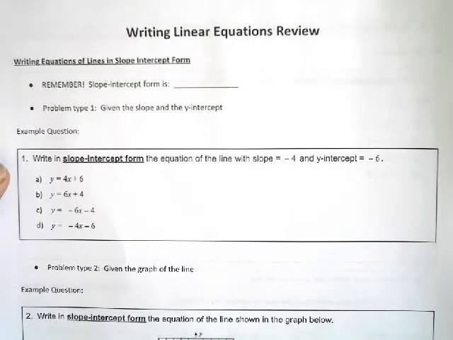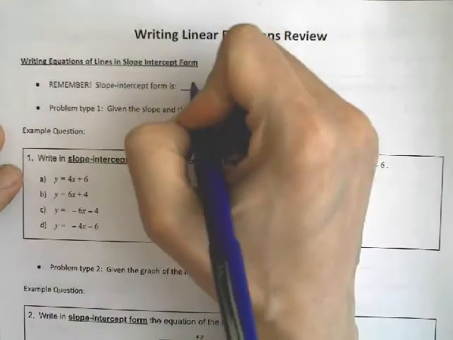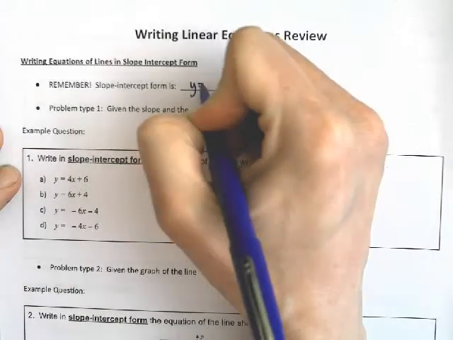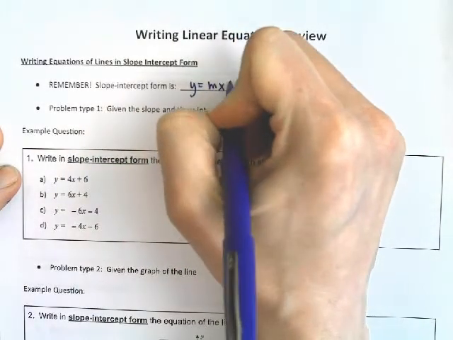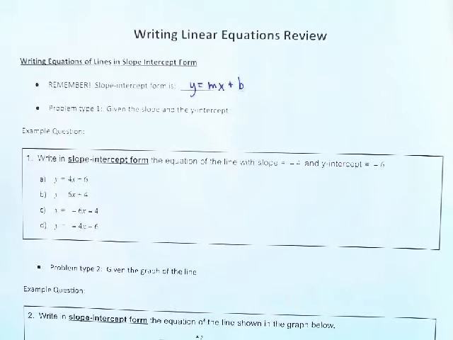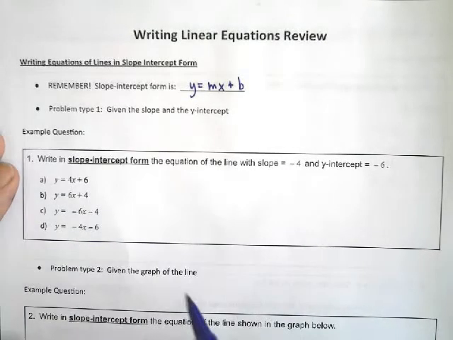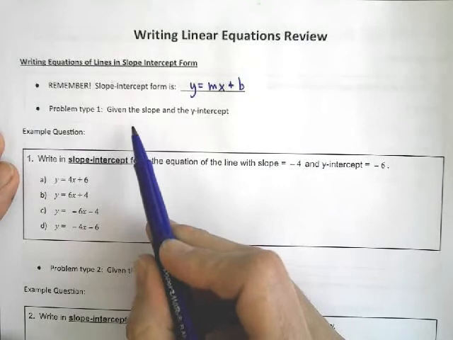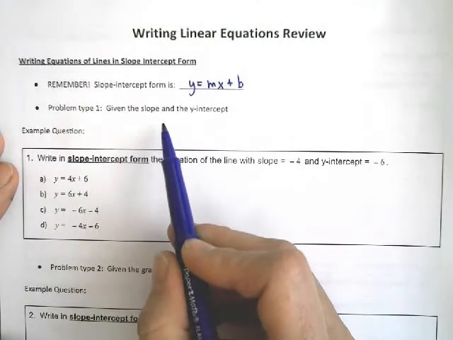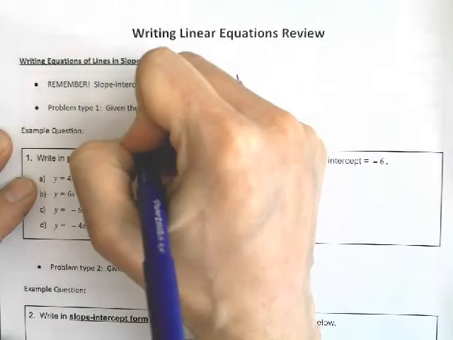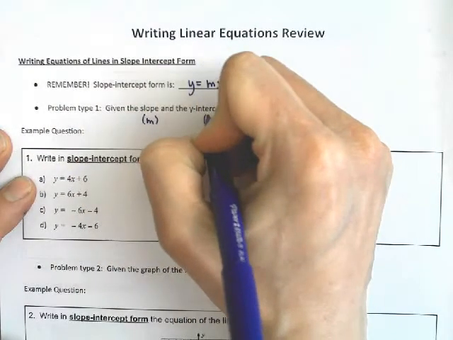Now I know we all remember this by now, we know it by heart. Slope-intercept form is y = mx + b. And we know that m is our slope and the b is the y-intercept. So the first problem type that we had to know how to do is how to write the equation of a line in slope-intercept form if you're given the slope and the y-intercept. Right? So they're going to give you that m and the b.